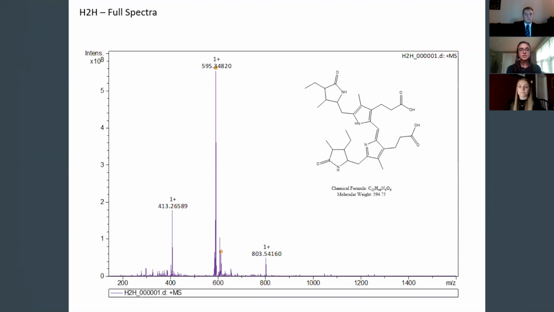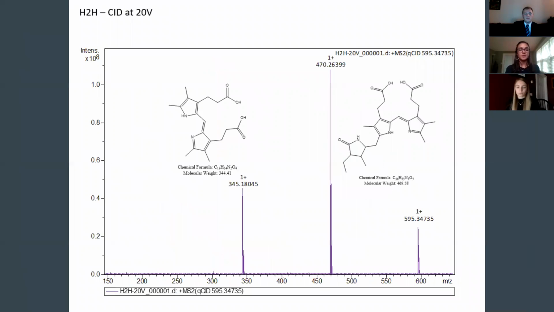So this is an H2H spectra. As you can see, we have our 595 peak, and off to the right, that is the structure of stercobilin. And then if we bombard that with more energy, we get this. As you can see here, we have our 595 peak. We also have our 470 peak, which is our molecule with 1 chiral missing. And then we have our 345 peak, which is just basically the center of the molecule with both chirals missing.